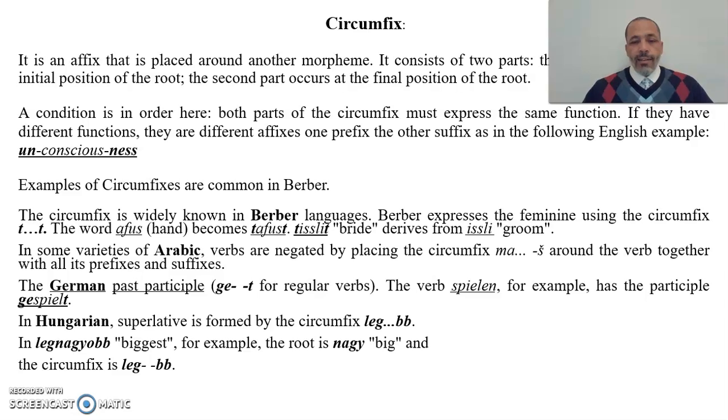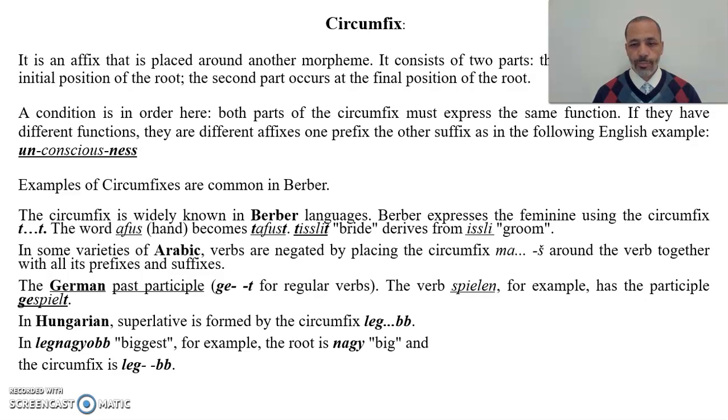Another kind of affixation, which is not common in English but is common in other languages, is called circumfix. A circumfix is an affix which is placed around another morpheme. It consists of two parts. The first part occurs at the initial position of the root, and the second part occurs at the final position of the root.